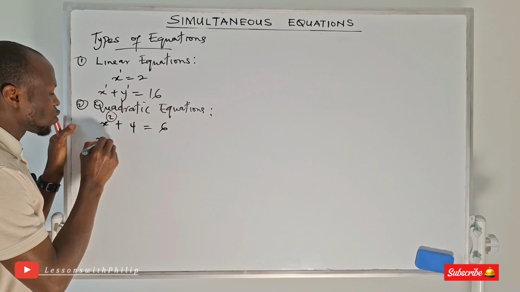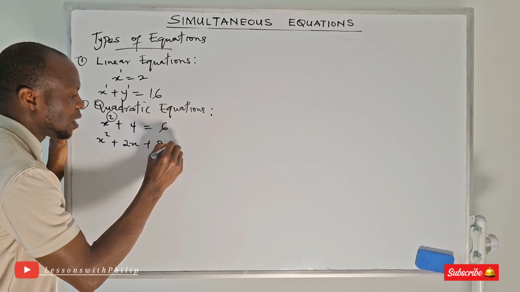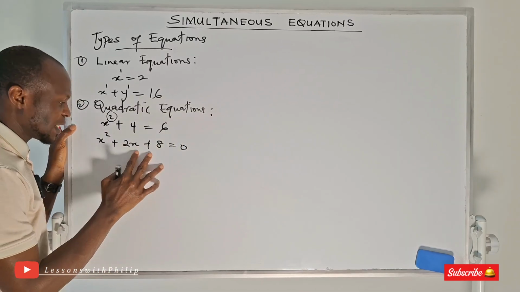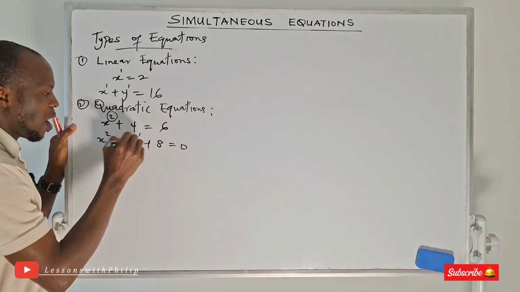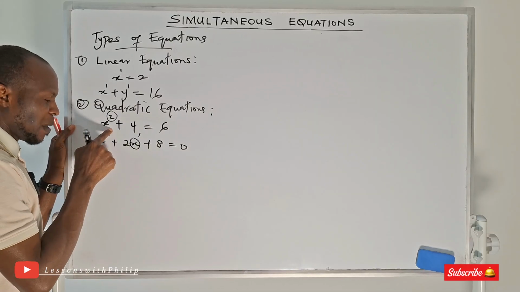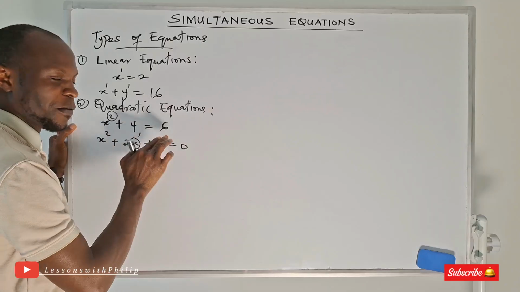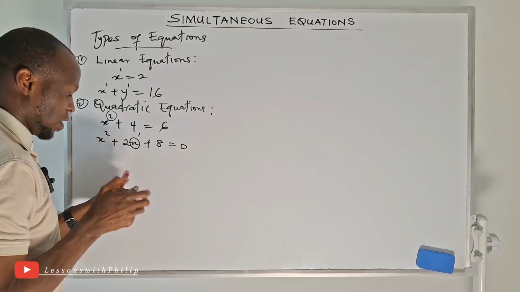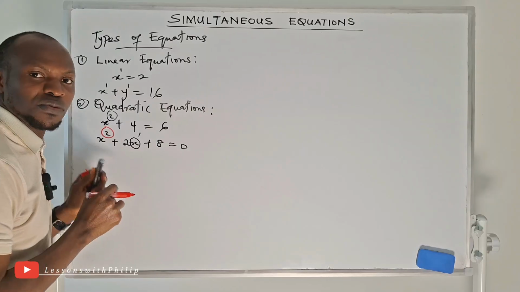I can have x squared plus 2x plus 8 equals 0. In this category, one of the variables has power of 1 and another has power of 2. But you can see the highest power you can have here on the variable is 2. Okay? The biggest power you can have is 2.